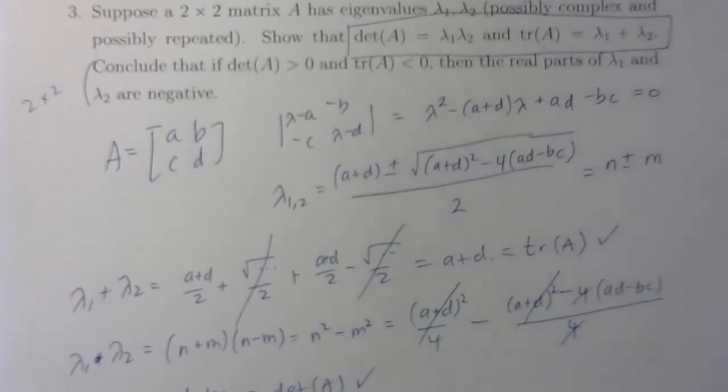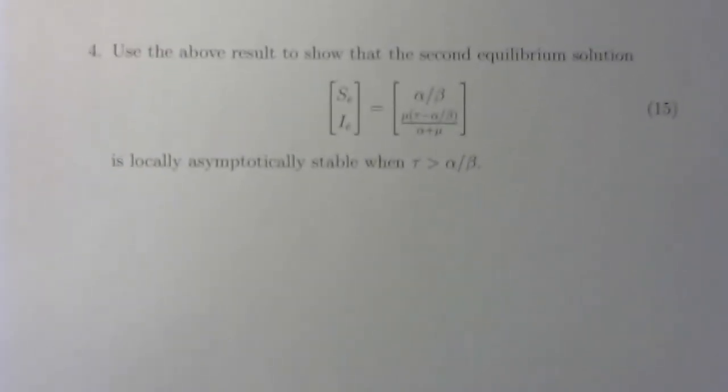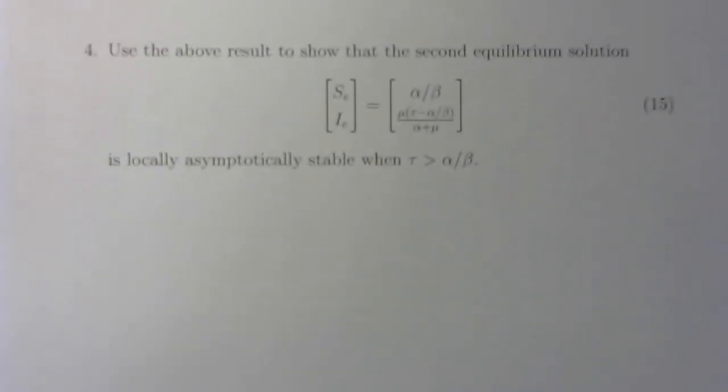Let's get back to the SIRS model that we were considering before. So let's use that result to show that the second equilibrium here is locally asymptotically stable when we have the condition that tau is positive. Okay, so let's take a look. We have to go back to the Jacobian, which I'm going to put kind of upstairs here.